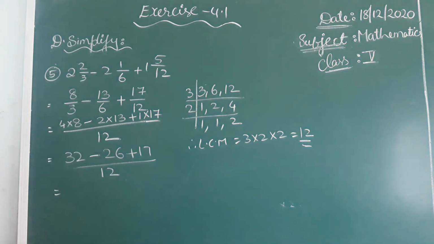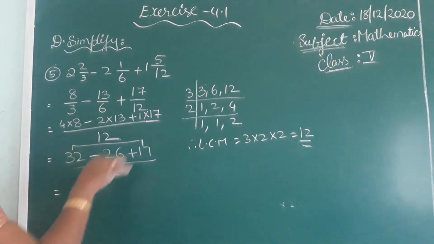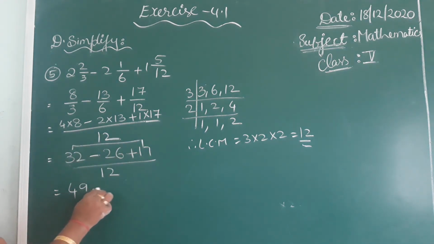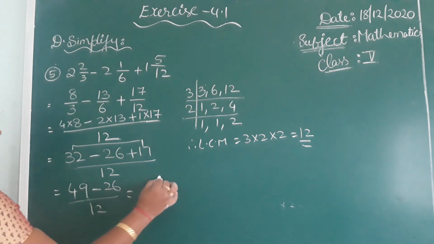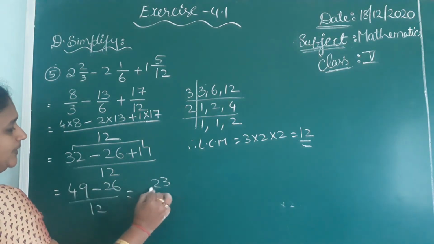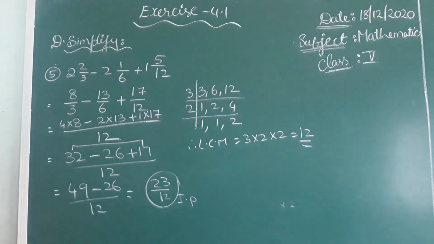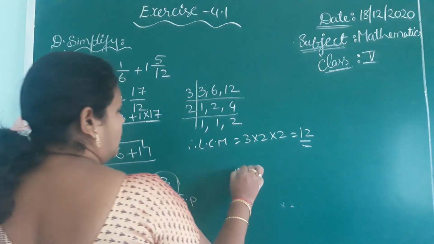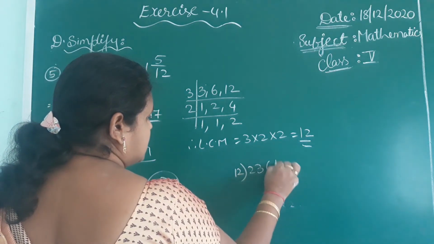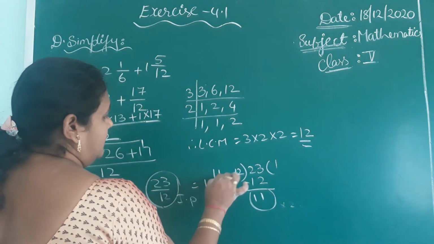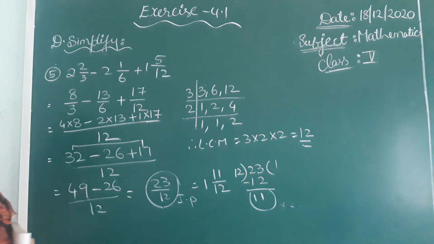Okay, what is this? First add these two. 2 plus 7, 9, 3 plus 1, 4. These two are positive terms, minus 26 by 12. 9 minus 6 is 3, 4 minus 2 is 2, 23 by 12. It's an improper fraction. Now you have to convert it into mixed. 12 divides 23, 12 ones are 12, remainder 11. 1 11 by 12 is the answer.